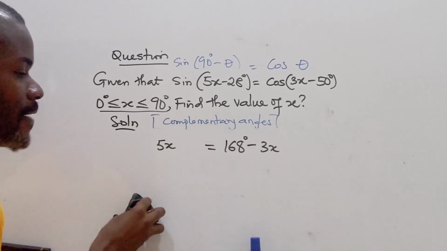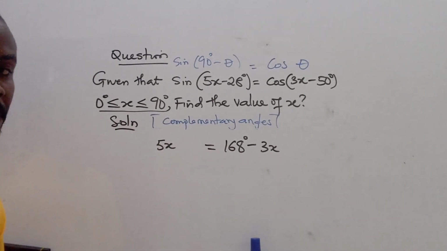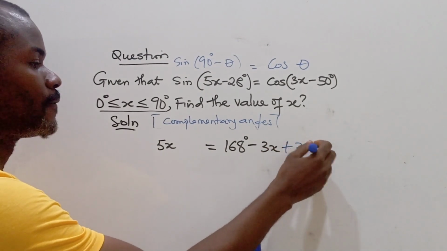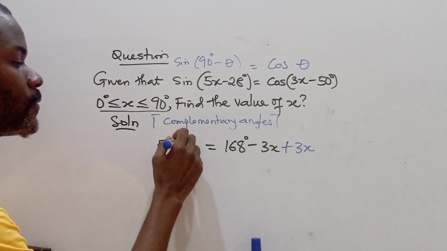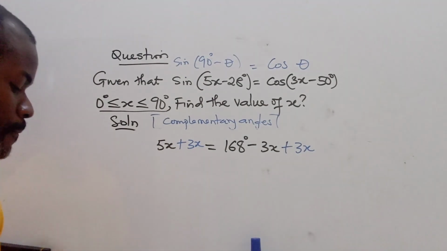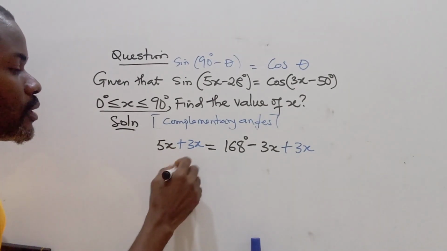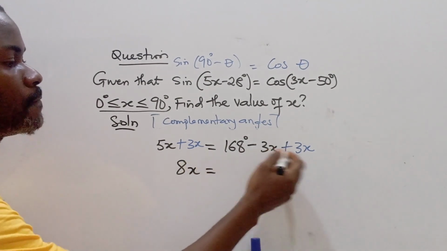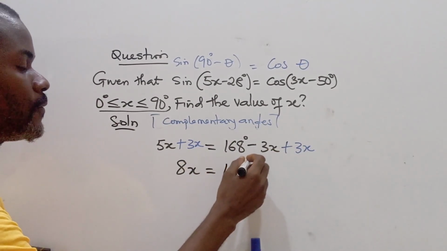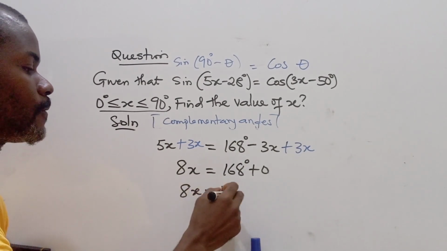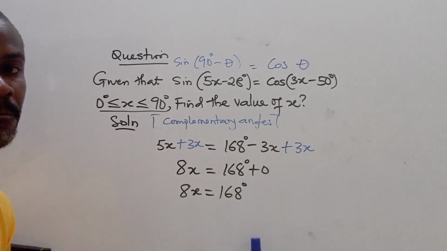So now how do I find x? We have a simple equation. I'm going to add 3x here to remove this, and I'm also going to do it here. So 5x plus 3x is going to give us 8x. This is 0, so 168 degrees plus 0. So we are left with 8x is equal to 168 degrees.